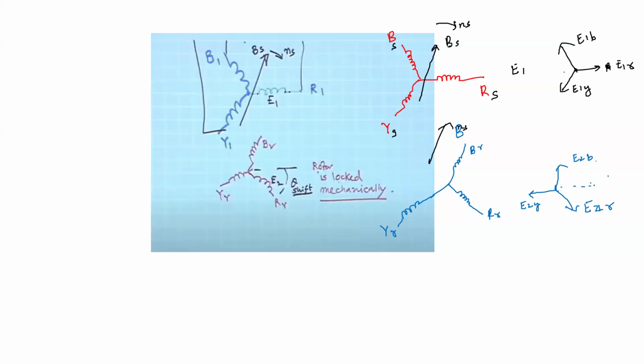So here E1R was here. So E1R is here. So what is happening? There is a phase shift. So if suppose you make your rotor locked mechanically, then what will happen? Between E1 and E2, there will be a phase shift. Okay, there will be one phase shift induced like this. So that is what sir was saying.